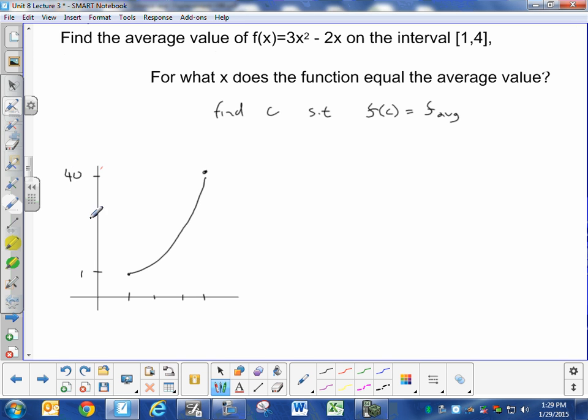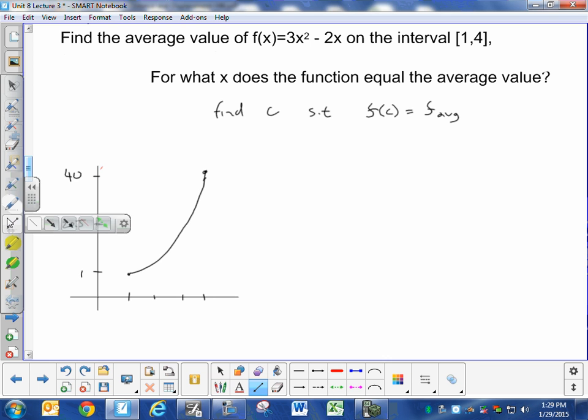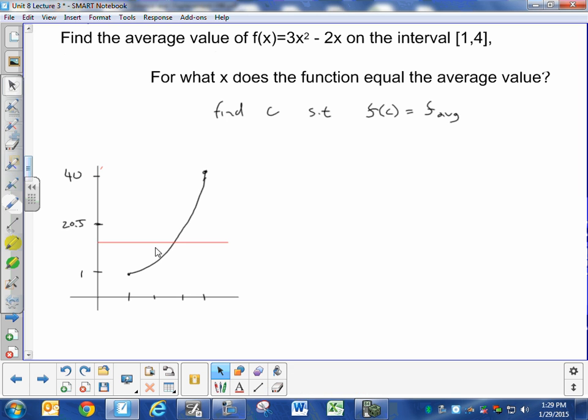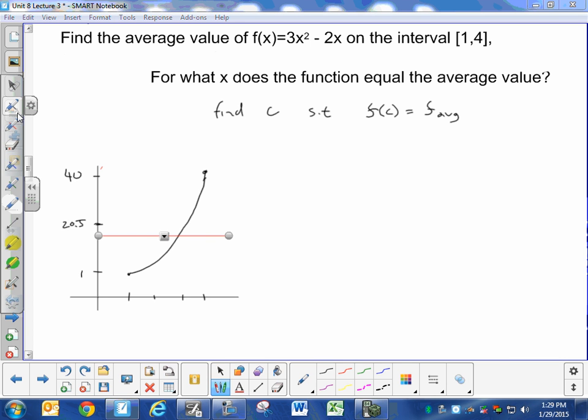So if this is 1 and this is 40, right smack dab in between would be like 20 and a half. I could probably tell that my actual average is going to be underneath this. It looks like since we're concave up, we are going to have more function values below this midpoint than above it. So that's going to help. I can tell that whatever answer I get had better be less than 20. So let's figure out the average.